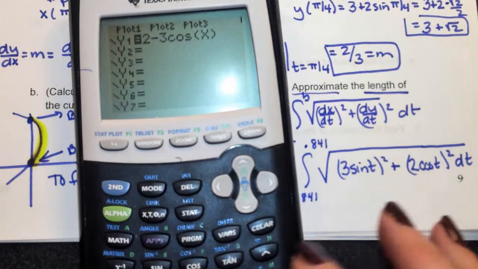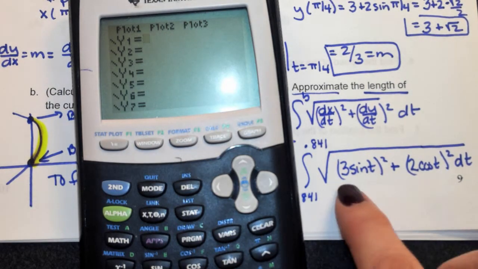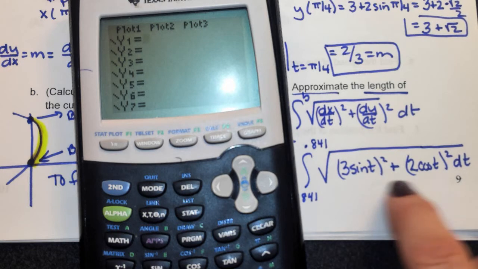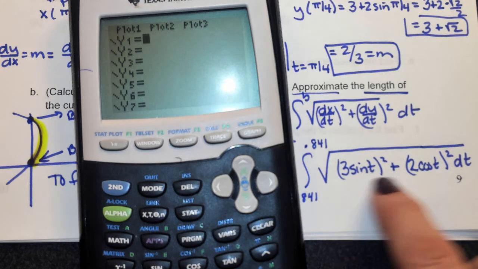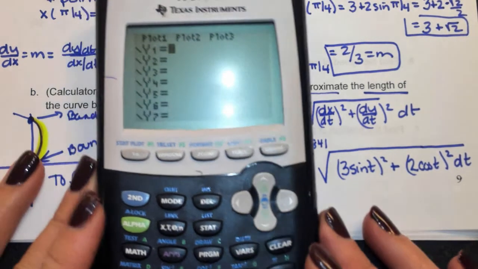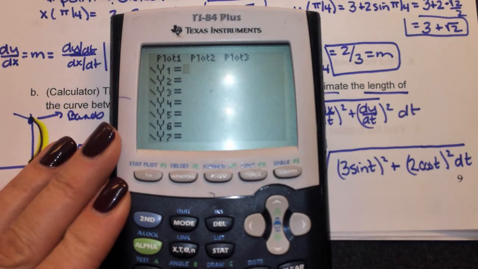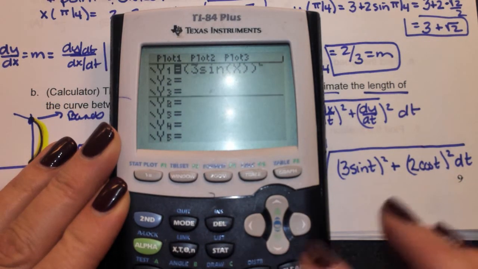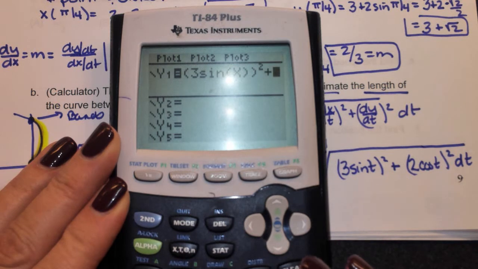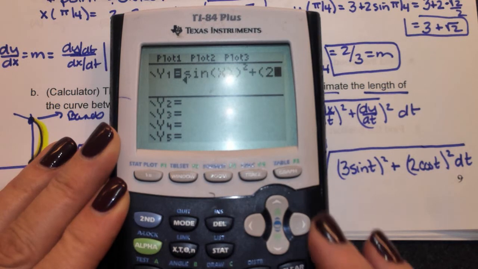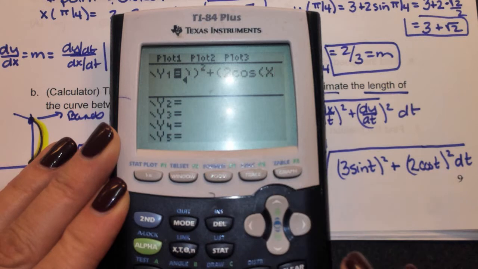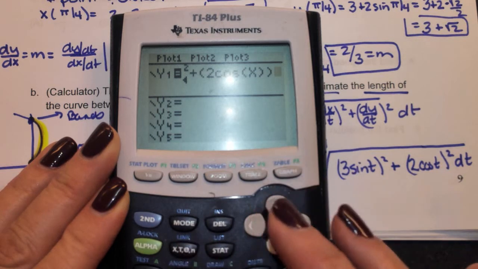Now, for the calculator, remember, what you want to do is type what's underneath the radical so that you don't have to worry about the parenthesis usage. Type everything underneath that radical under your y1 on your calculator. So type in parentheses 3 sine of x, squared, plus parentheses 2 cosine of x, squared.